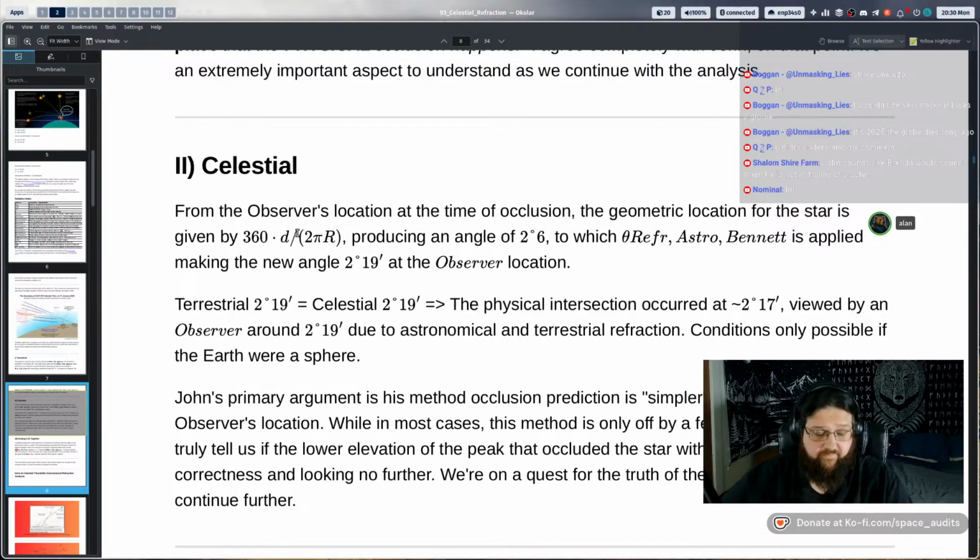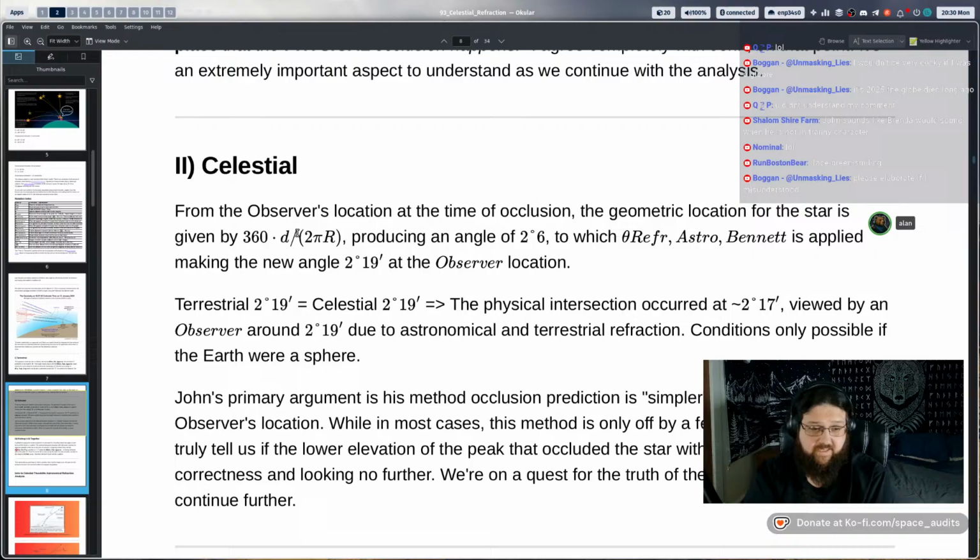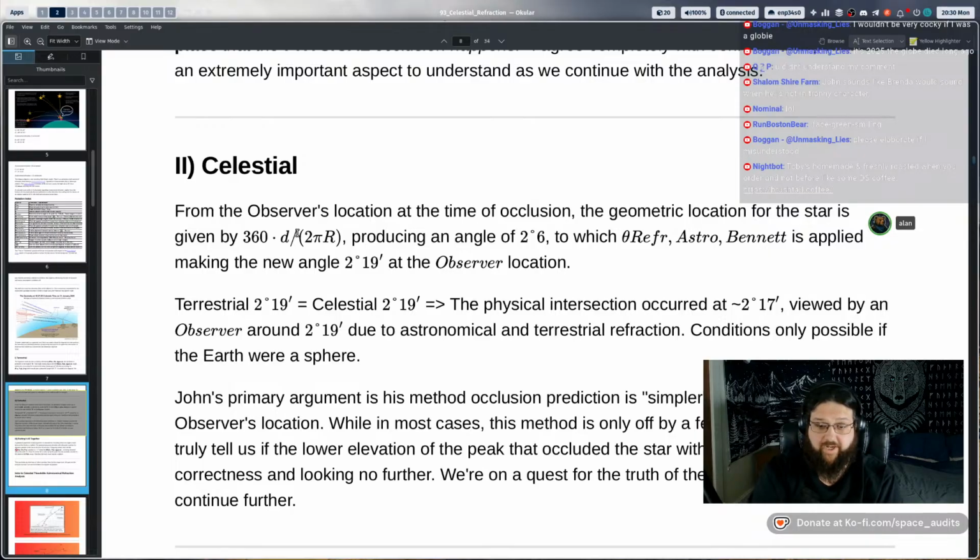The second part of John's argument is the celestial. From the observer's location at the time of occlusion, the geometric location of the star is given by 360 times the distance over 2 pi r, producing an angle of 2 degrees and 6 arc minutes, to which astronomical refraction, Bennett, is applied, making the new angle 2 degrees and 19 minutes at the observer location. So if the terrestrial angle equals 2°19' and the celestial angle equals 2°19', it logically follows that the physical intersection occurred close to 2°17' and is viewed by the observer at 2°19' due to astronomical and terrestrial refraction. Conditions only possible if the Earth were a sphere.